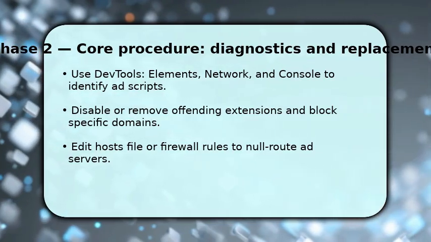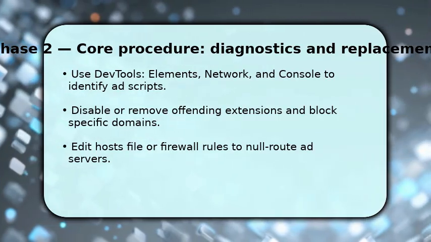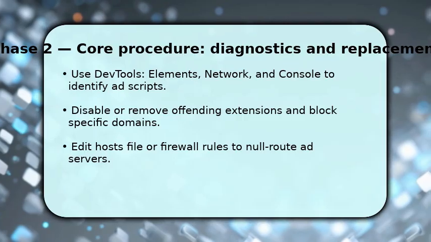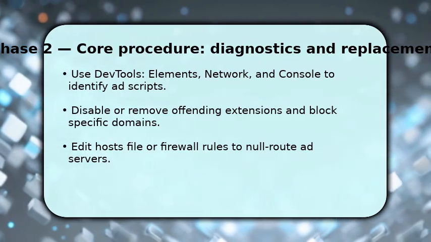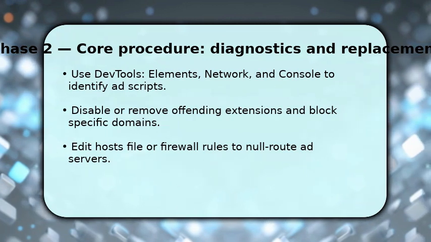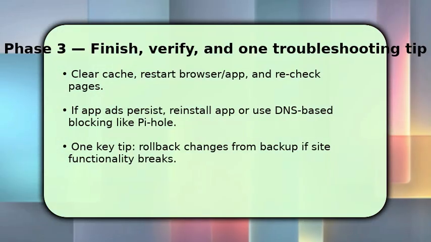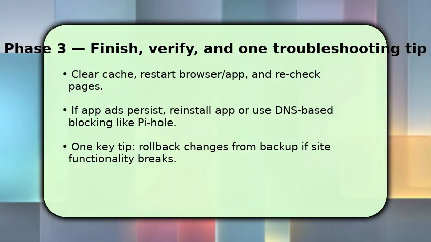filter lists. If ads come from system-level calls, edit the hosts file to point ad domains to 0.0.0.0, or add firewall rules to drop traffic. Be methodical. Test after each change to confirm. Once changes are applied, clear the browser or app cache, restart the program, and revisit the pages to confirm removal.